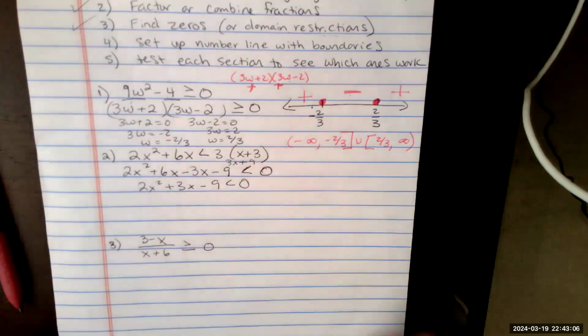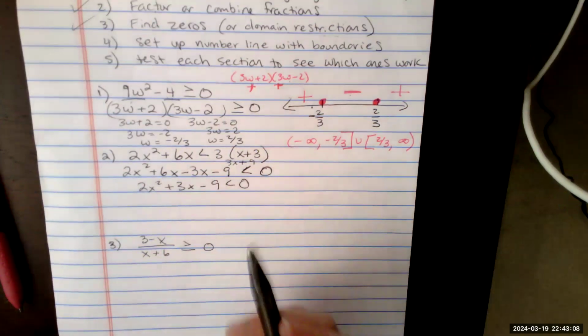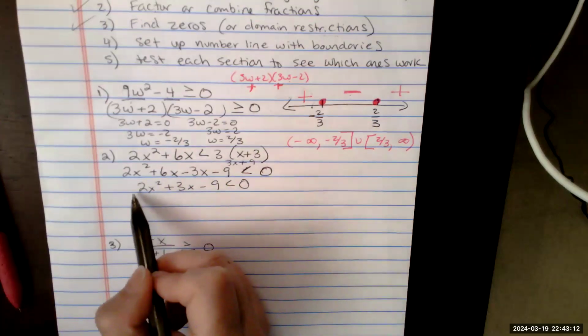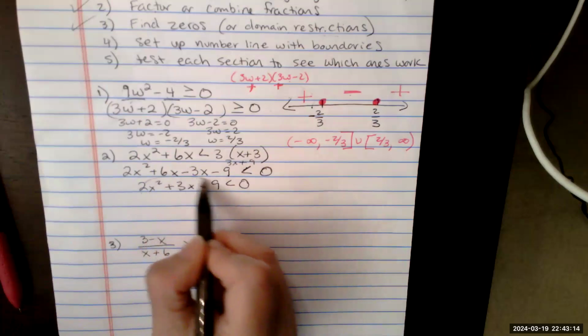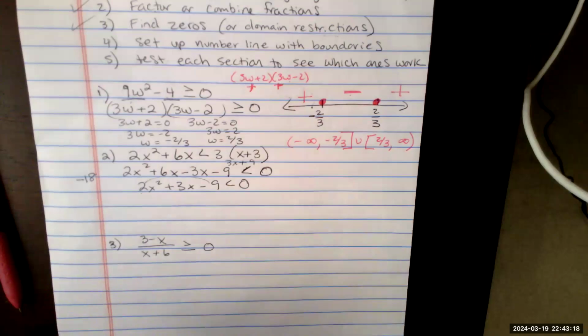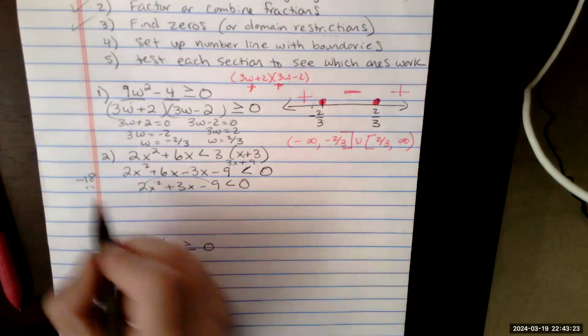I now need to factor. This is the type of factoring I went over in the last video. So if you need to see it again, it's the AC method. Because there's a number out front, I multiply the 2 and the -9 together first. Then I try to find factors of that add up to the middle number.